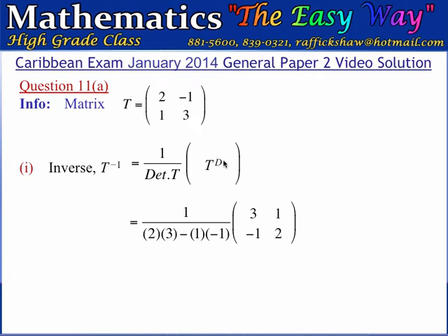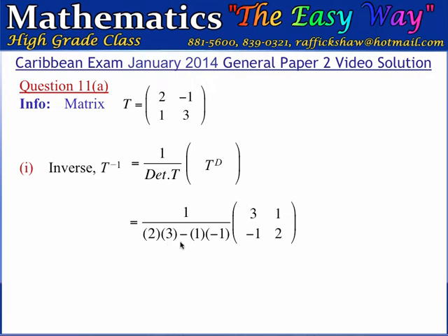The adjoint matrix is formed by interchanging the elements on the leading diagonal, interchanging these two elements, and changing the sign of the elements on the trailing diagonal. And so to form the adjoint matrix, we interchange the 2 and 3 across here, and that becomes 3 and 2 across here. Then we change the sign of this element to 1, and then change the sign of this element to negative 1. And this therefore is the adjoint matrix.